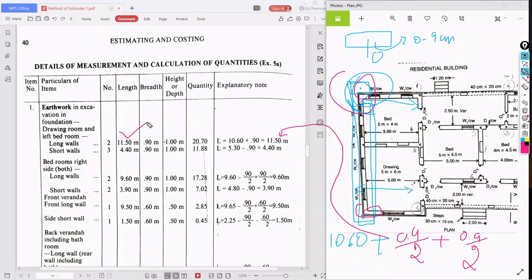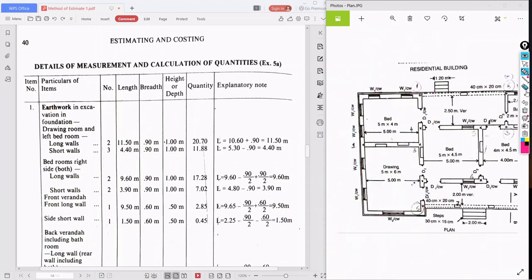Okay, so that is 11.50. How many long walls are there? Two numbers. This one long wall and this one long wall. It is at the wall level, and we need to imagine at the foundation level. So the center to center length is 10.60 plus 0.9 by 2 plus 0.9 by 2, which gives 11.50.